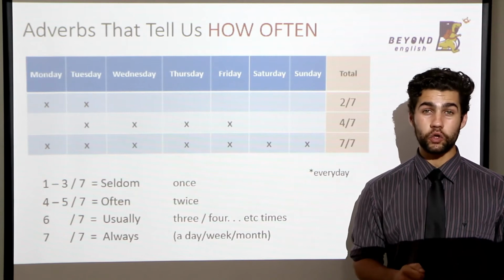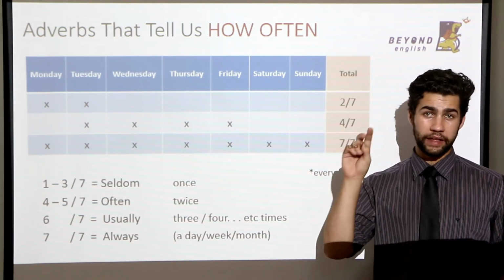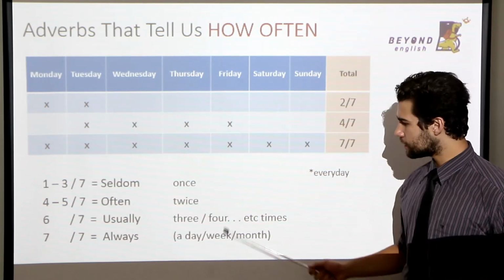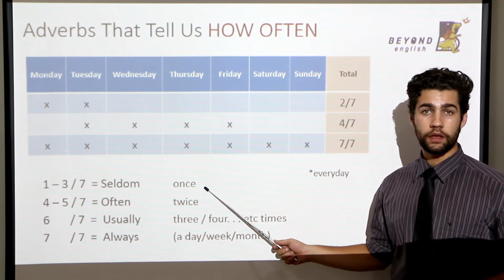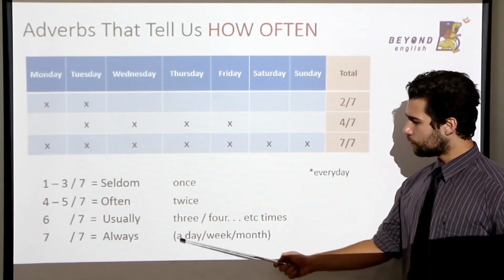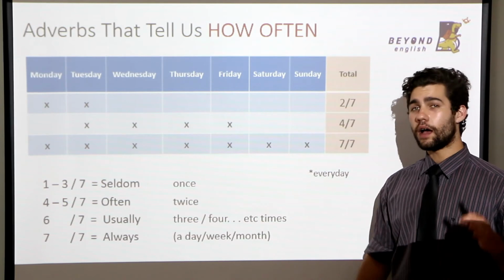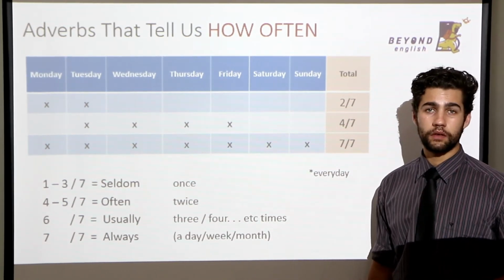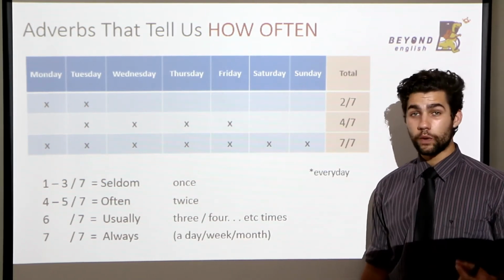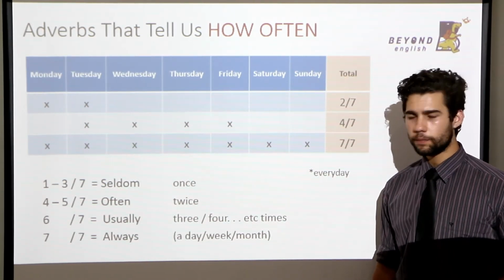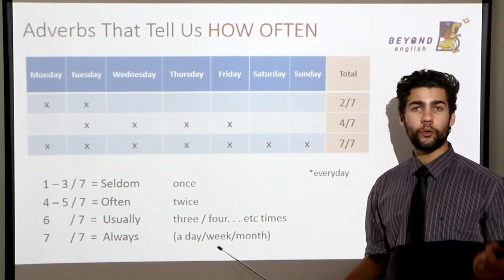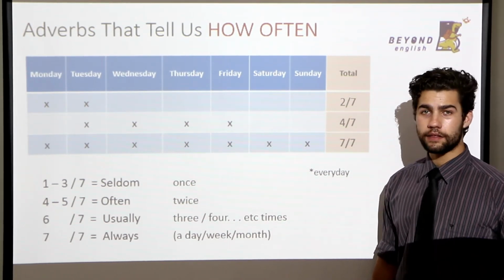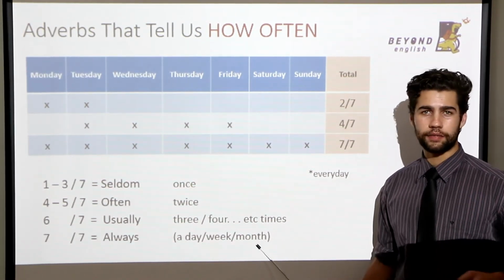We have a special word for 1 and 2. When we say 1 time, we use once. I play tennis once a day. I play tennis once a week. For 2 times, we say twice. I play tennis twice a week. Or, I play tennis twice a month.